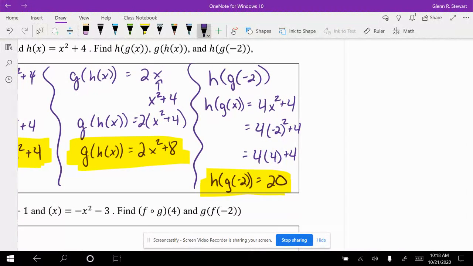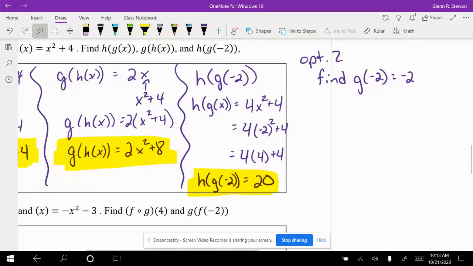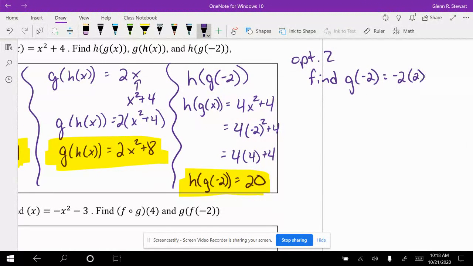Okay, so we write this over here. Option 2 is find g of negative 2, which in this case was negative 2 times 2, so it would have been negative 4, and then you could find h of negative 4. So in that case, that would have been 4 squared plus 4, which still would have given you that answer of 20. So you can break it apart, find the inside first, and then go to the outside, or if you already have everything done, you just plug it into that new formula.